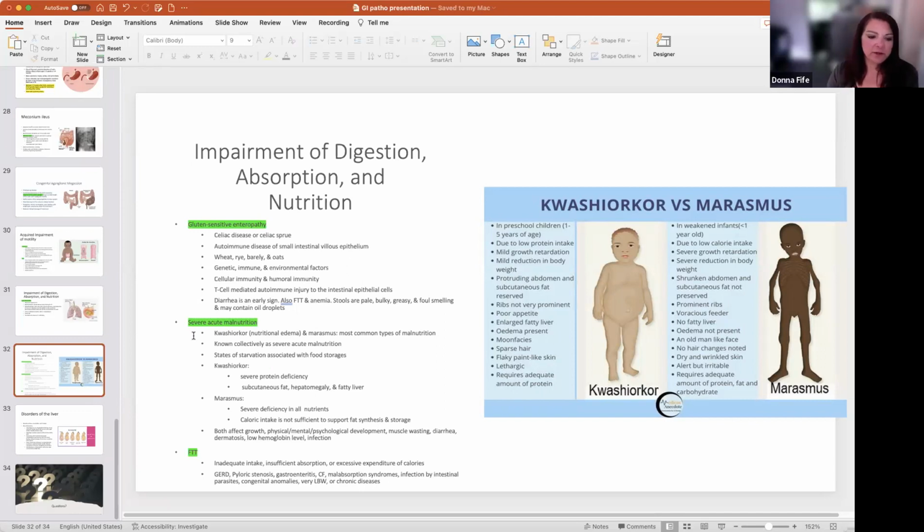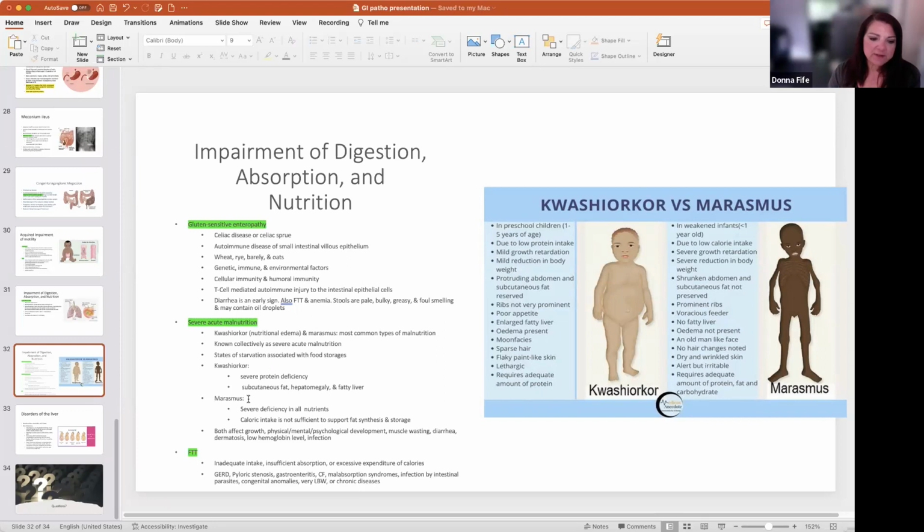Now we have severe acute malnutrition: kwashiorkor, which is nutritional edema, and marasmus. These are the most common types of malnutrition, known collectively as severe acute malnutrition. The states of starvation are associated with food shortages. Now with kwashiorkor, there's severe protein deficiency. Patient is going to have subcutaneous fat, hepatomegaly, and fatty liver.